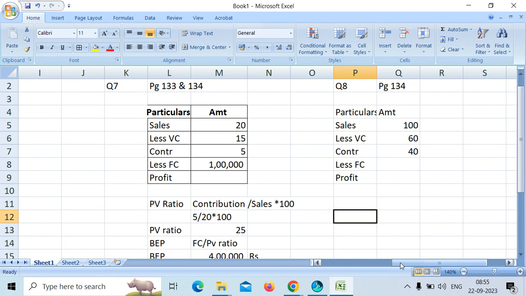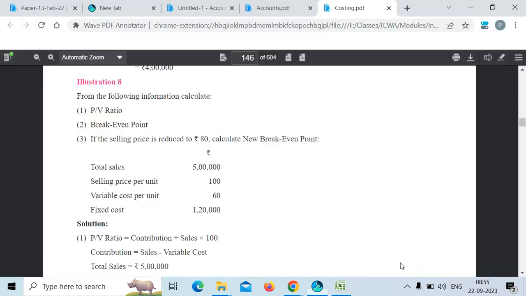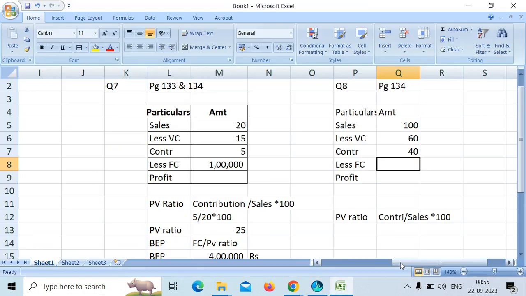Now they're asking us to find out PV ratio, right? So PV ratio is easy for calculation. What is the formula for PV ratio? Contribution upon sales into 100, as we did in the last sum. Same way. Contribution was given, per unit figures were given, and fixed cost was given on totality basis. Here also same thing is given.